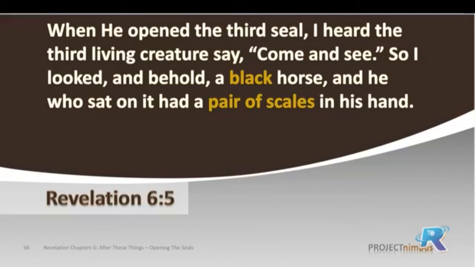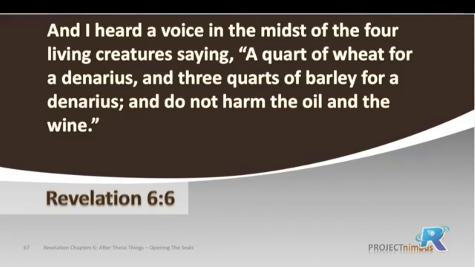When he opened the third seal, I heard the third living creature say, "Come and see." So I looked and behold, a black horse. And he who sat on it had a pair of scales in his hand. And I heard a voice in the midst of the four living creatures saying, "A quart of wheat for a denarius, and 3 quarts of barley for a denarius, and do not harm the oil and the wine."